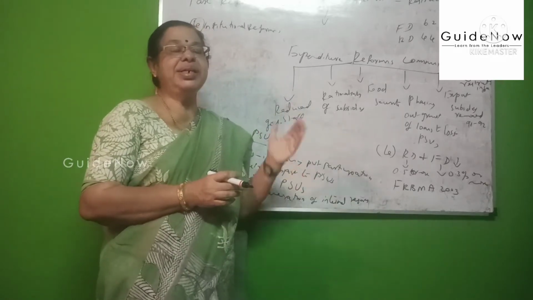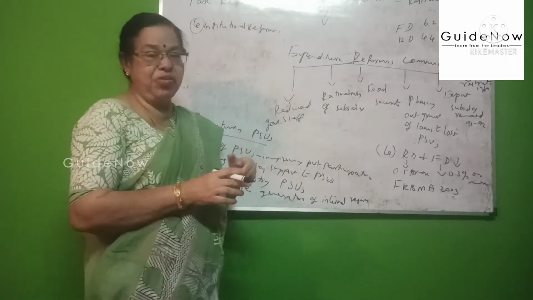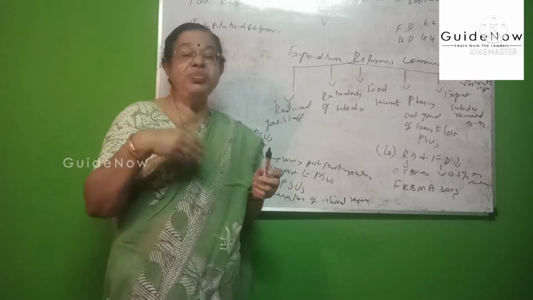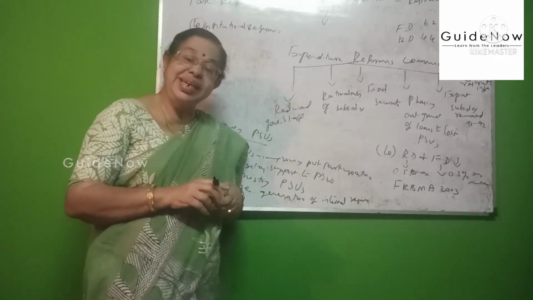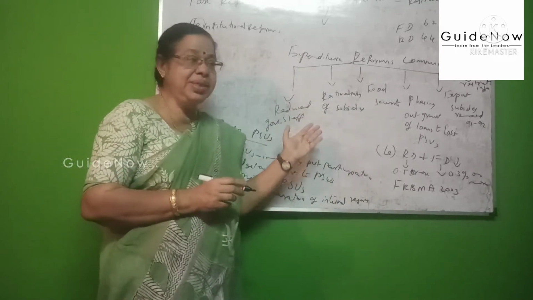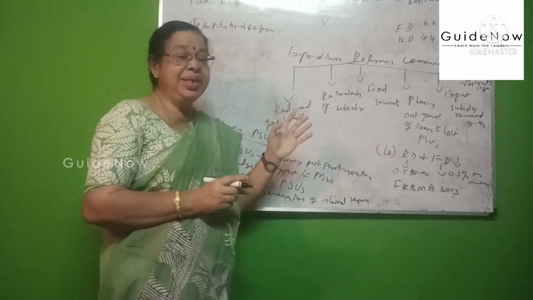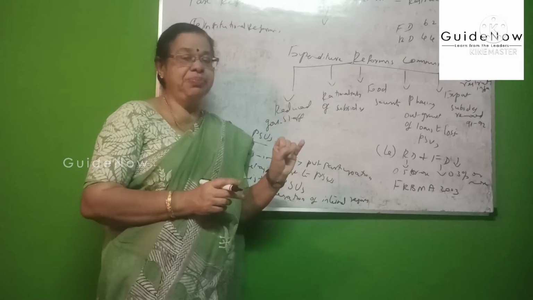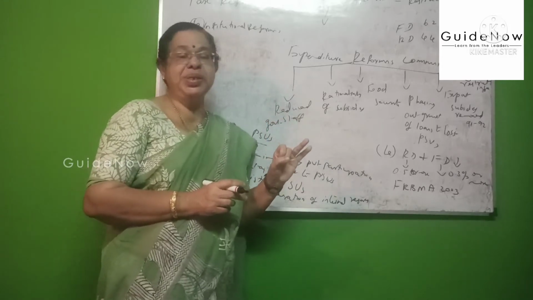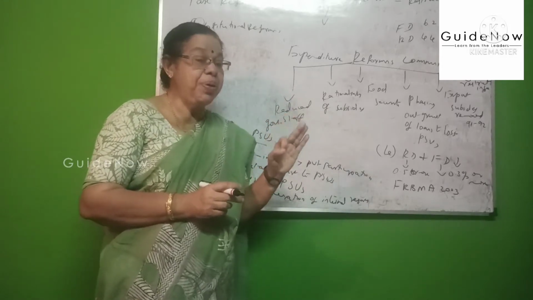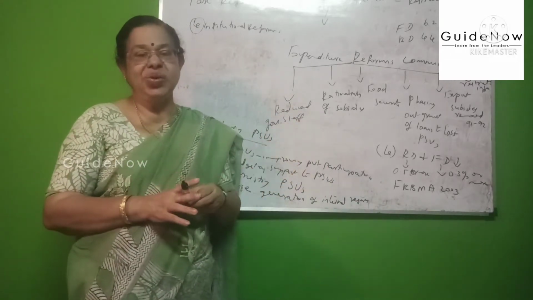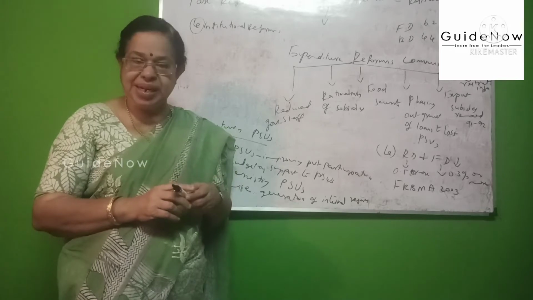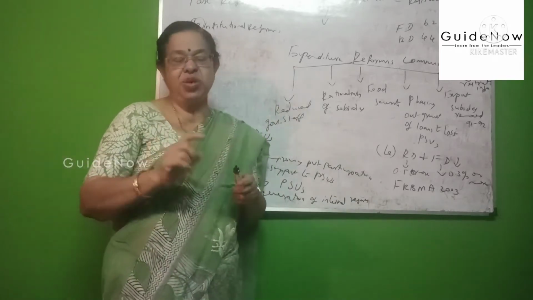Now we completed the first part, that is tax reform. The important tax reforms were undertaken by the Raja Chelliah committee and two other committees, and we completed that here. So tax reform plus expenditure management plus restructuring of public sector undertakings plus institutional reforms is equal to fiscal reforms in India. So now we completed the first point.